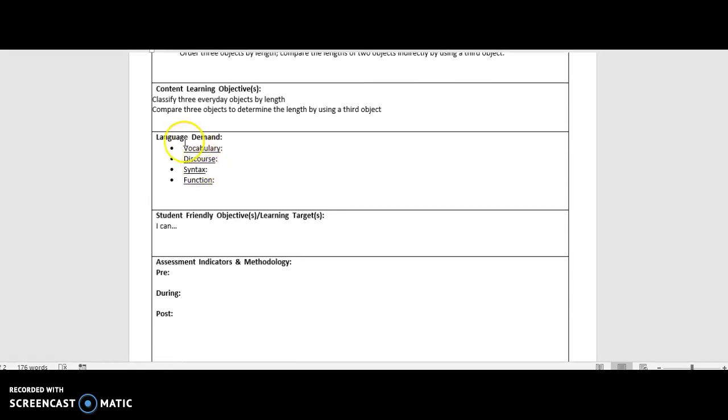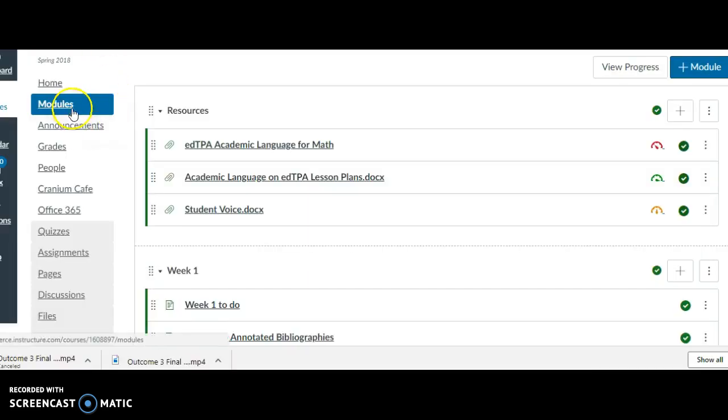All right, so for the language demand, this is kind of the most confusing part. And this is one of the things that they look for on your EdTPA lesson plans. You don't necessarily need to always have both syntax and discourse, but you always need to have vocabulary. So it's important to just cover all 4 so that your bases are covered. There's a good document that I uploaded into your resources that explains all 4 of these, and I'm just going to pull that up now. It's right in here under modules and under resources. I think these three are all about that, but the best one I think is the EdTPA language for math.